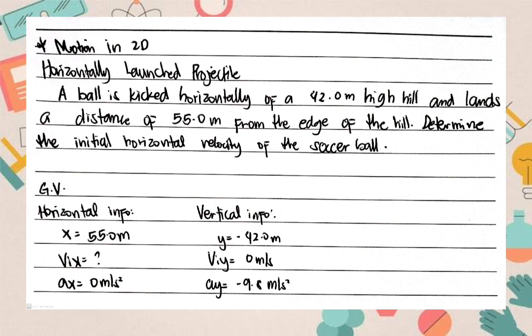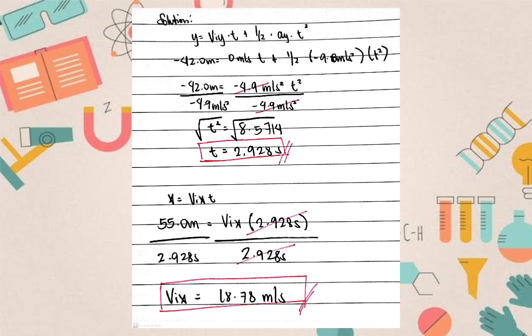For the solution in finding the time, we're going to use the formula y is equal to initial vertical velocity multiplied by time plus 1/2 multiplied by vertical acceleration multiplied by the square of time. Then substitute the given values. Negative 42.0 meters is equal to negative 4.9 meters per second squared times t squared. To cancel it, divide both sides by negative 4.9 meters per second squared, and then take the square root to remove the square of time. Then the final time will result to 2.928 seconds.